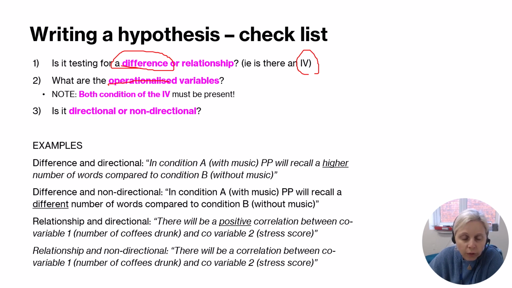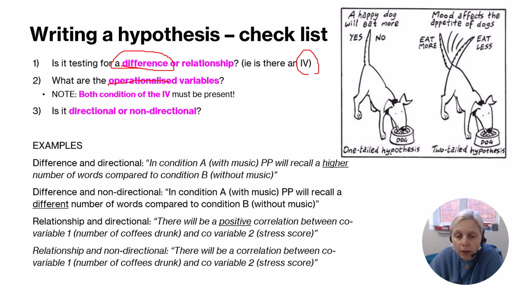And lastly, you have to look at whether the hypothesis is going to be directional or non-directional, meaning are you predicting for a difference a higher score for one condition rather than another, and for a relationship a positive or negative correlation. You can pause the video and look at some examples below.